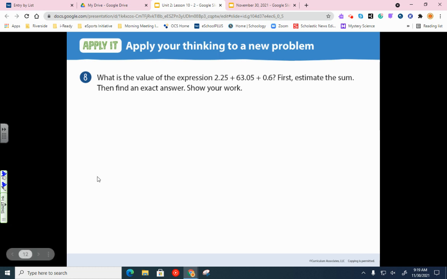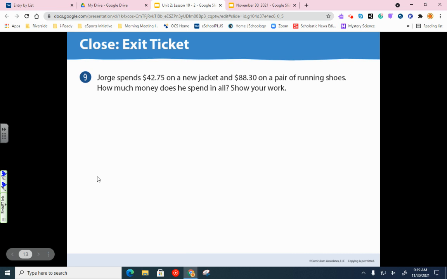And this last question. Jorge spends $42.75 on a new jacket and $88.30 on a pair of running shoes. So here we go. This is decimals used in your lifetime. You purchase anything, you're dealing with decimals. So this is a thing that's going to stick with you the rest of your life. How much money does he spend in all? So this term is always addition plus, as I said before at the beginning of the video, this is an addition lesson, so it makes sense. With addition, it doesn't matter which number you put on top when you line them up vertically, but out of habit, I always put the larger number first.